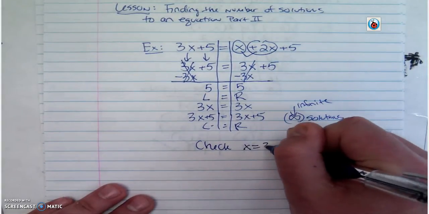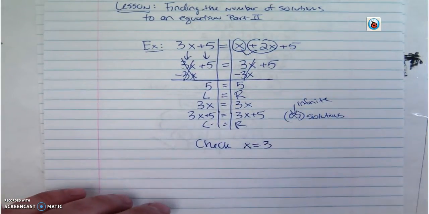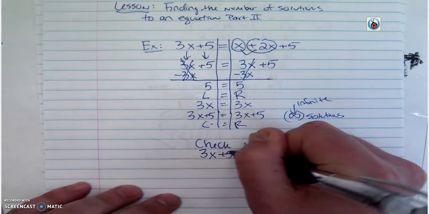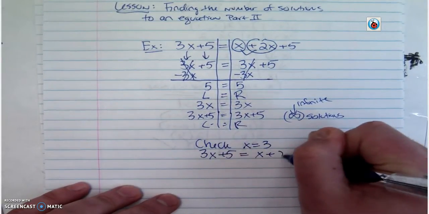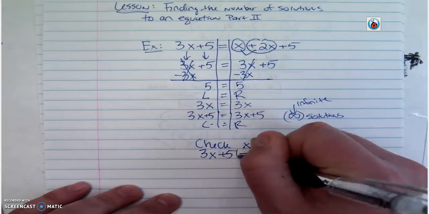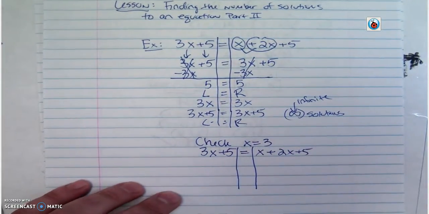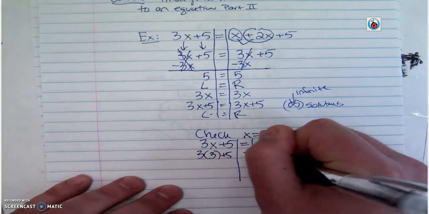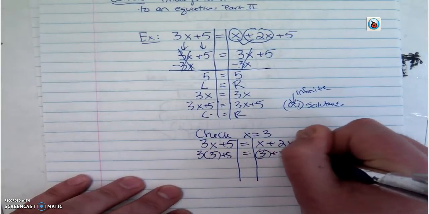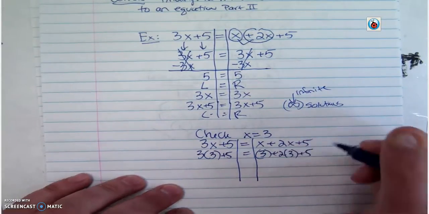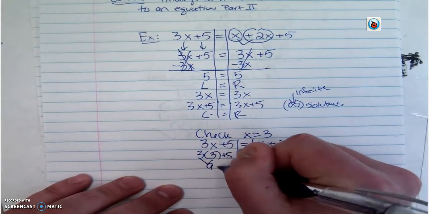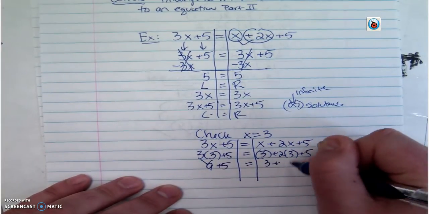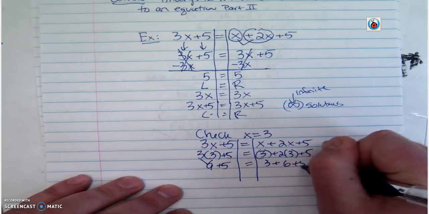So if I have x equals 3, for example, I just pulled that out of thin air. It'll work for anything, but let's just check x equals 3. So I have 3x plus 5 equals x plus 2x plus 5. And again, I'm just rewriting the original equation, and I'm going to sub in the number 3 for x. Wherever I see x, I'm subbing in 3. So I have 3 times 3, which is 9, plus 5. And then I have 3 plus 2 times 3, which is 6, plus 5.